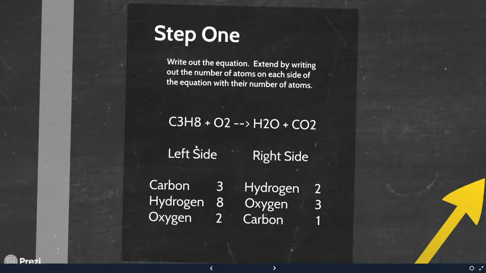You're going to list all of your elements. Each type of atom you're going to list, and you're going to number how many you have. In the beginning it should be easy because here you have 3 carbons, 8 hydrogens, and then you have 2 oxygens. On the right side you have 2 hydrogens, 3 oxygens because you have 1 from the H2O, and here you have 2 from the carbon dioxide, so you have a total of 3, and then 1 carbon. Okay, so that's step 1, just writing the equation out and then splitting it into the 2 sides.